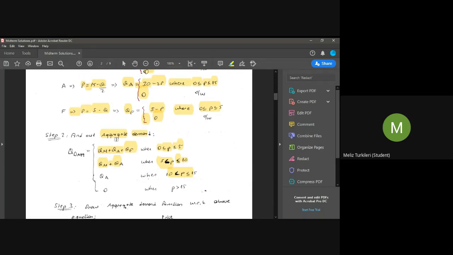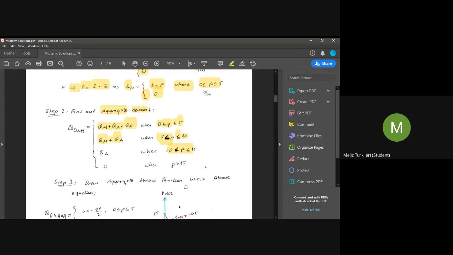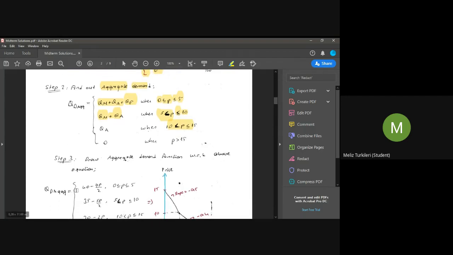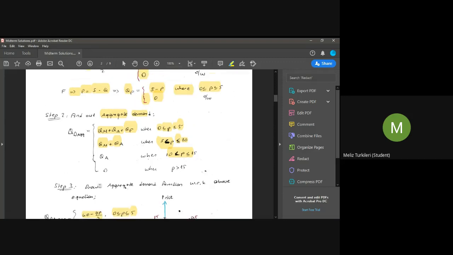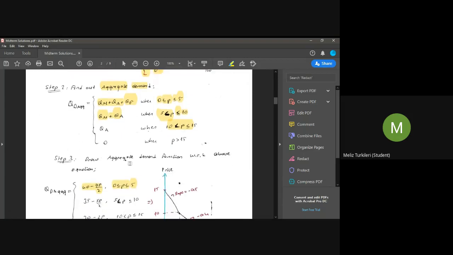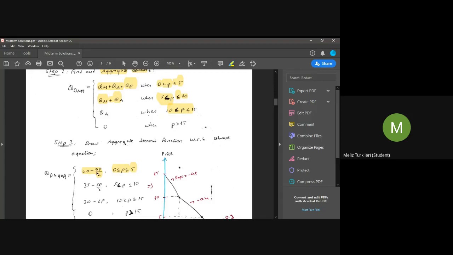I categorize the aggregate demand with respect to price levels, and then as a step 3, let's draw the aggregate demand function. I know that the aggregate demand when the price is lower than the 5 is equal to the summation of the 3 different demand equations. It means that if I add these 3 to each other, I will find out that the demand should be 40 minus 7p divided by 2.